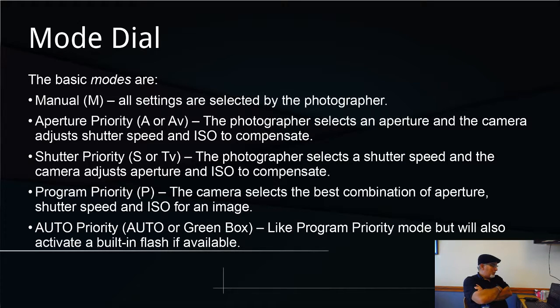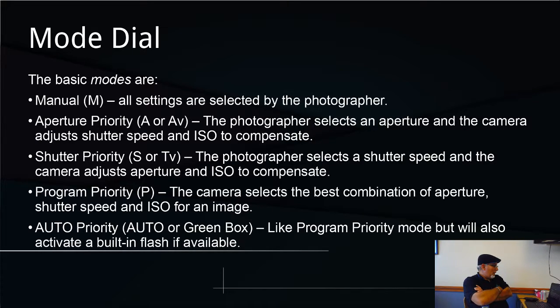Okay. The next one is shutter priority, which is S, or strangely enough TV on Canon cameras. Don't know why, but, well, TV because it actually stands for time value, as opposed to aperture, and the other one's aperture value. But anyway, in this case, you set a shutter speed, and the camera will range the aperture and ISO to accommodate whatever shutter speed you pick.